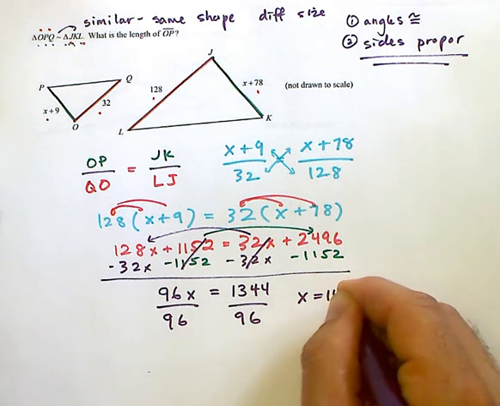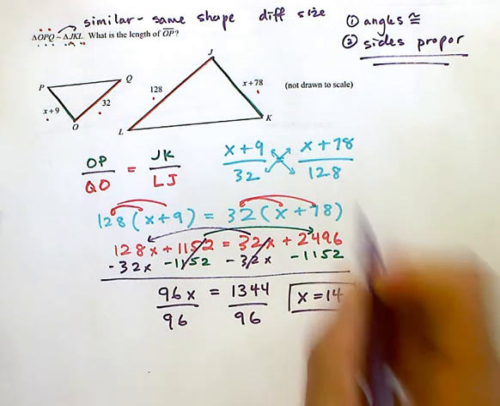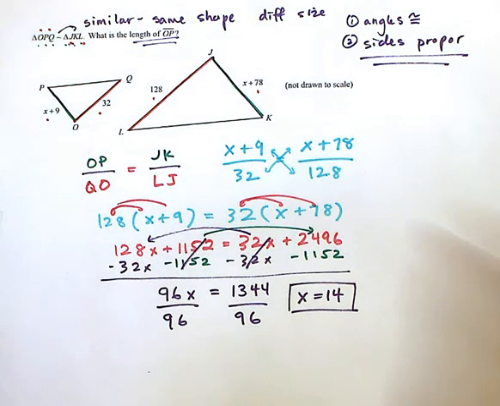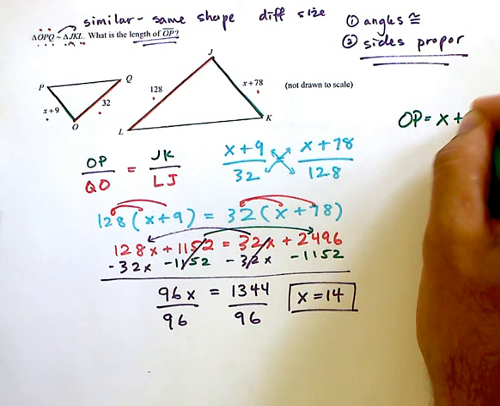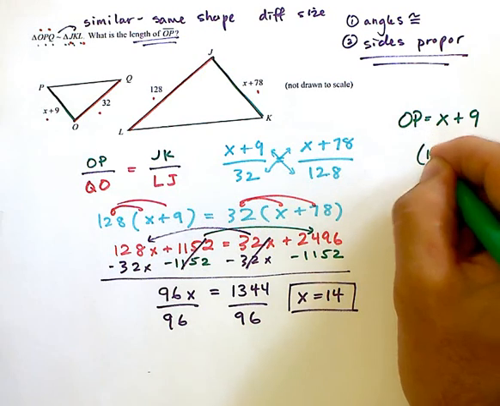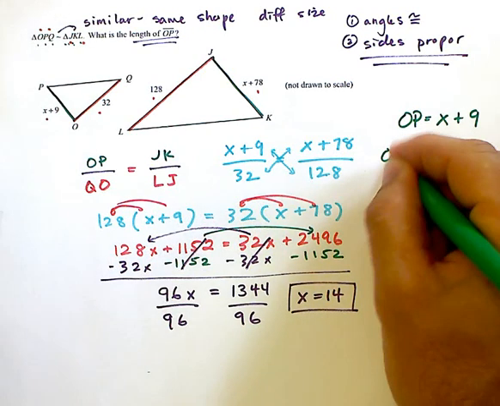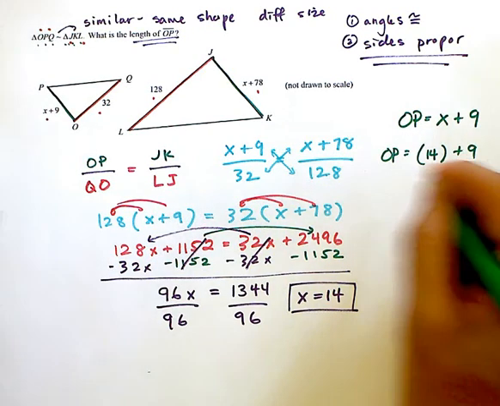Now don't forget, in the question they asked, what is OP? Now I know OP is x plus 9. And they give me 14 for x. So I know OP is going to be 23.